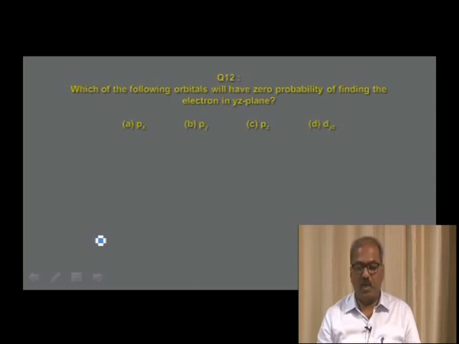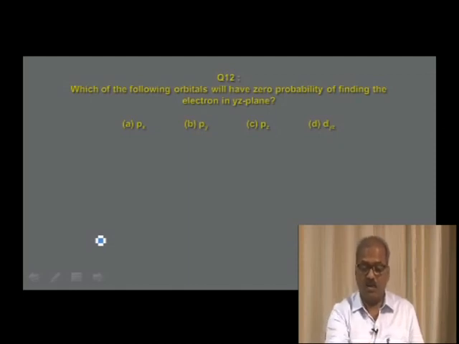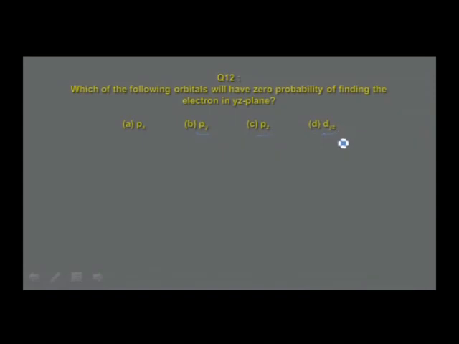Which of the following orbitals will have zero probability of finding the electron in the YZ plane? To answer this, you may notice for Py, which is lying along the y-axis, the electron density is along the y-axis. For Pz, the electron density is along the z-axis, and for dyz, the electron density is in the YZ plane. So for all these options, Py, Pz and dyz, the electron density is in the YZ plane, whereas for the Px orbital, if this is the x-axis, this is the y-axis, this is the z-axis, the electron density always lies along the x-axis. Therefore the answer for this question is Px.